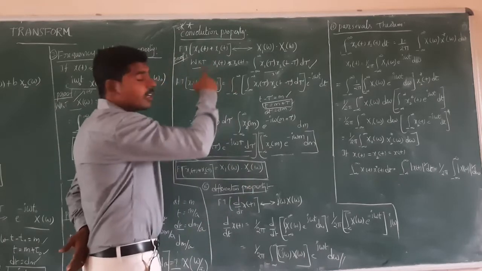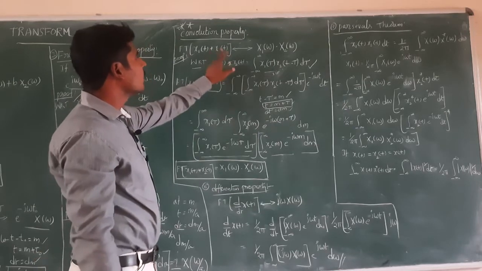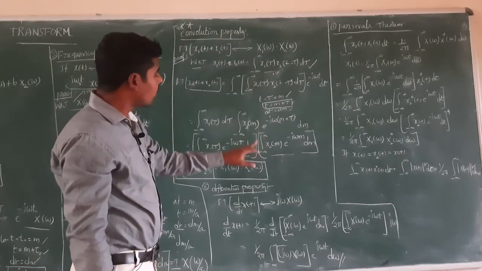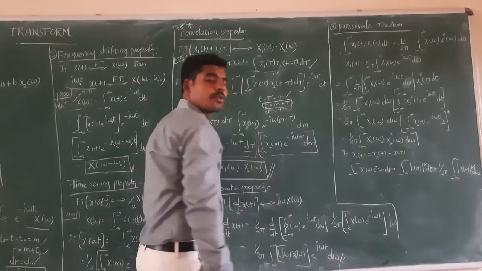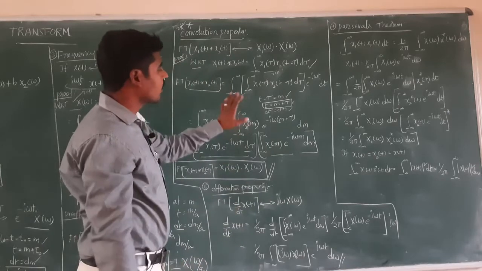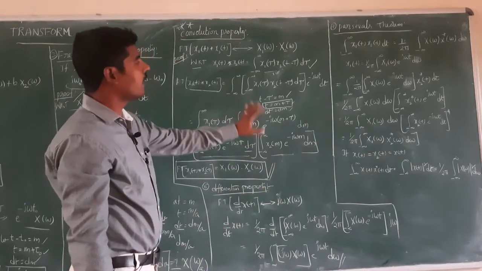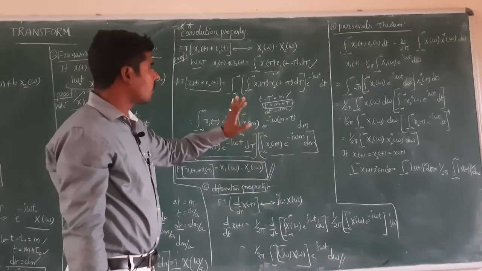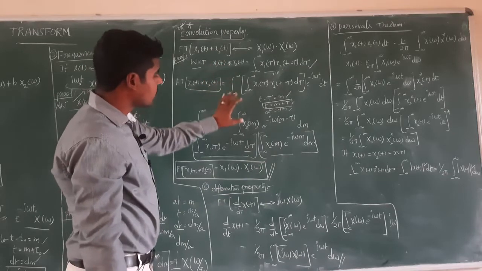So what is the statement of the convolution property, guys? In case of the convolution property, convolution in the time domain is equal to multiplication in the frequency domain. So hence it is proved. That is nothing but the convolution property. It is one of the most important properties, guys. If you have any queries, you can ask in the comment section. I hope it is very clear, guys.